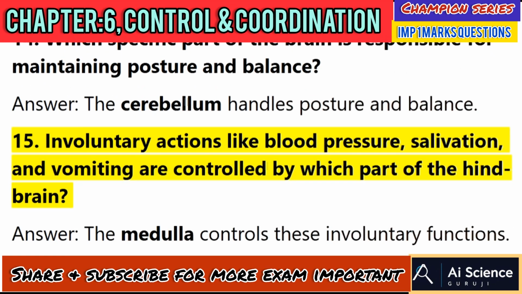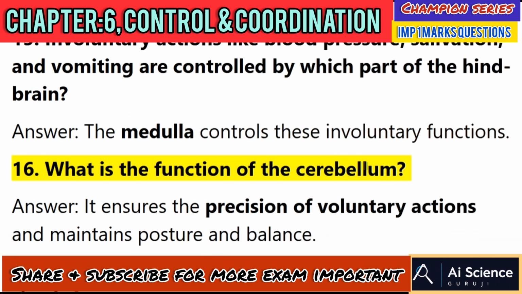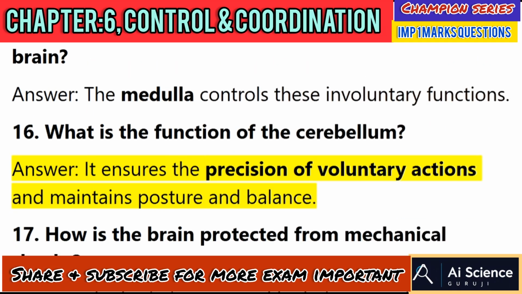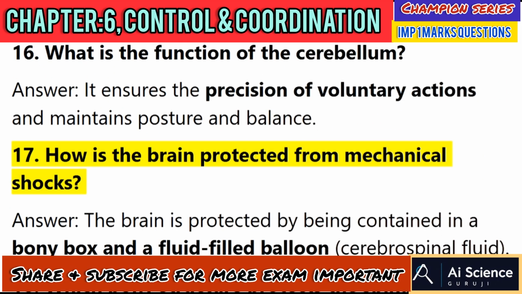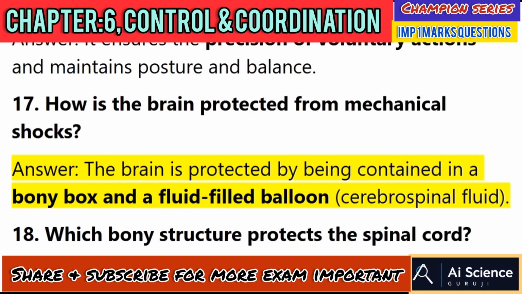15. Involuntary actions like blood pressure, salivation, and vomiting are controlled by which part of the hindbrain? Answer. The medulla controls these involuntary functions. 16. What is the function of the cerebellum? Answer. It ensures the precision of voluntary actions and maintains posture and balance. 17. How is the brain protected from mechanical shocks? Answer. The brain is protected by being contained in a bony box and a fluid-filled balloon, cerebrospinal fluid.